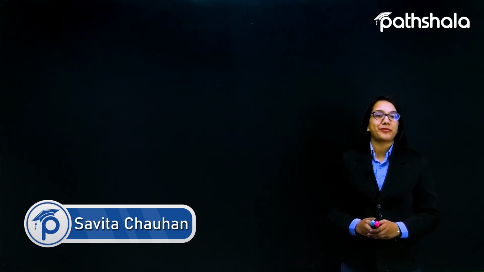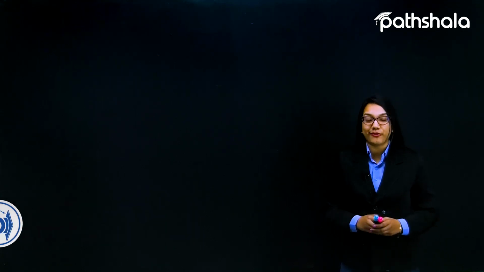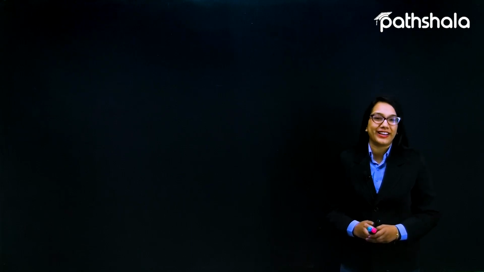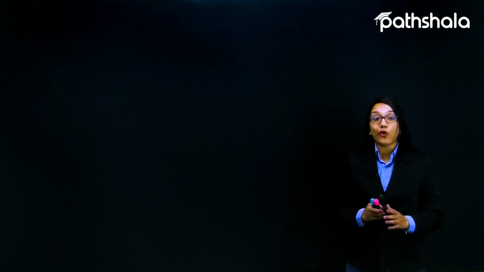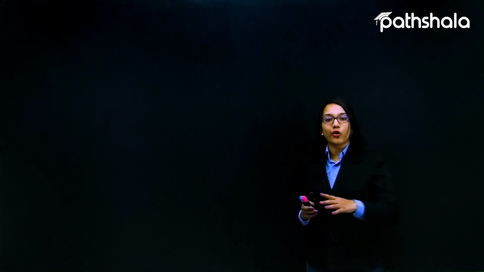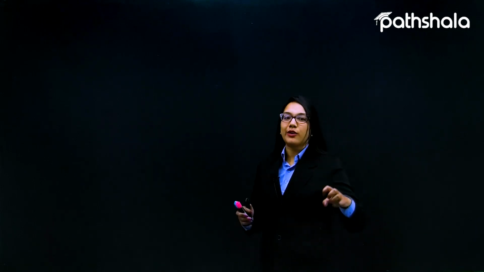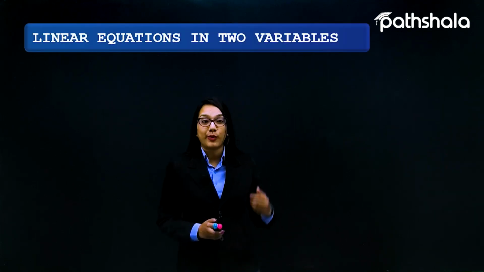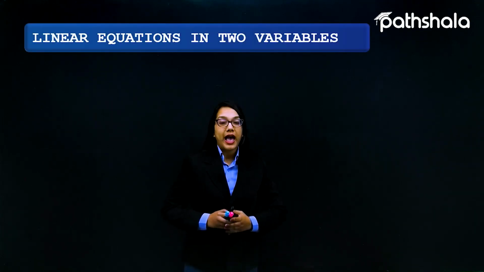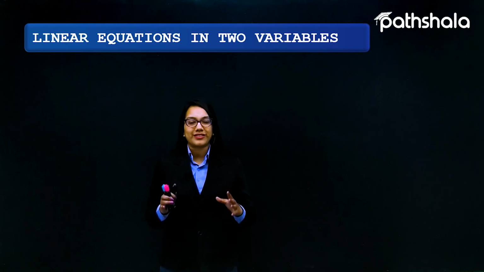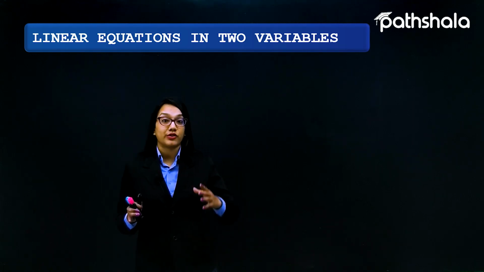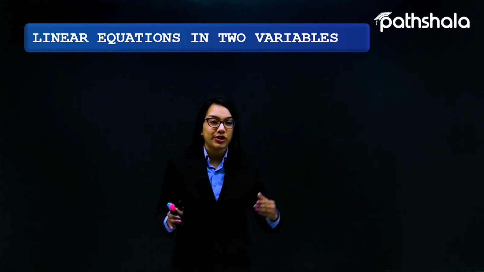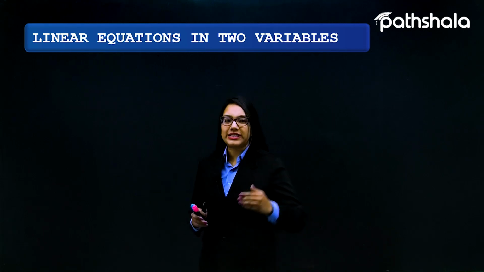Let's start the chapter that we have started before, that is pair of linear equations. But before going towards the main concept, the pair of linear equations, let's just talk about the linear equation in two variables. As we have already done this concept, what is the meaning of a linear equation in two variables? So let's see an example of it.